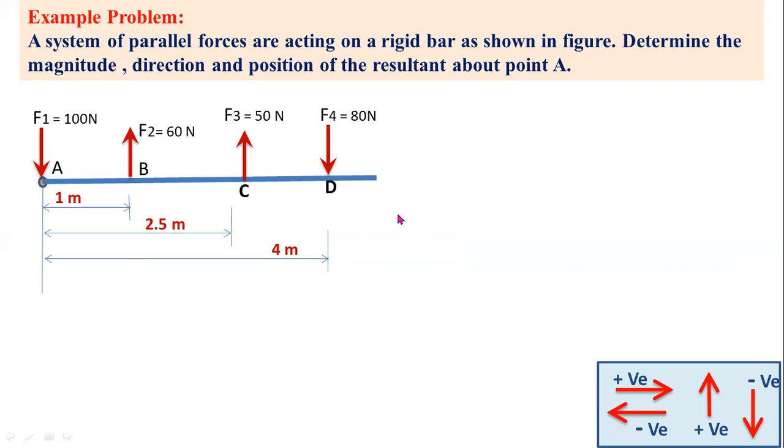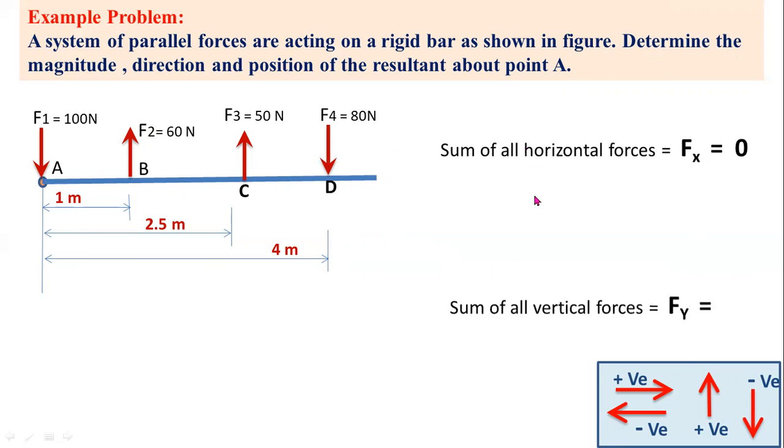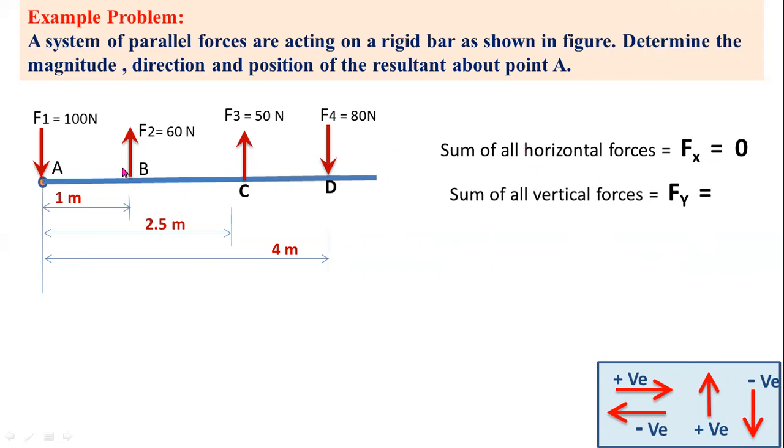Here in this question, also you can observe there are no horizontal forces. So that's why sum of all horizontal forces equal to 0. There is no horizontal force. Now these 4 are vertical forces. So sum of all vertical forces equal to minus 100 minus 50 plus 60.